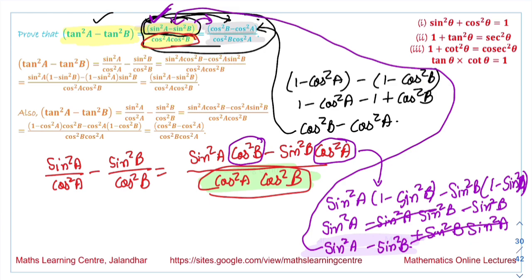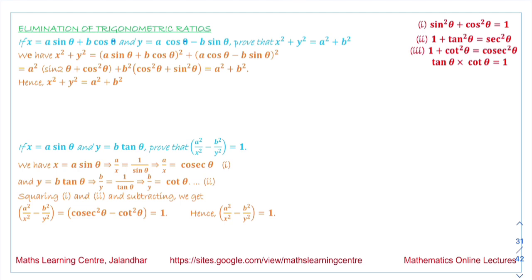Next we have elimination of trigonometric ratios. The first question: if x is equal to a sin theta plus b cos theta and y is equal to a cos theta minus b sin theta, we have to prove that x square plus y square is equal to a square plus b square. So we are calculating x square plus y square.